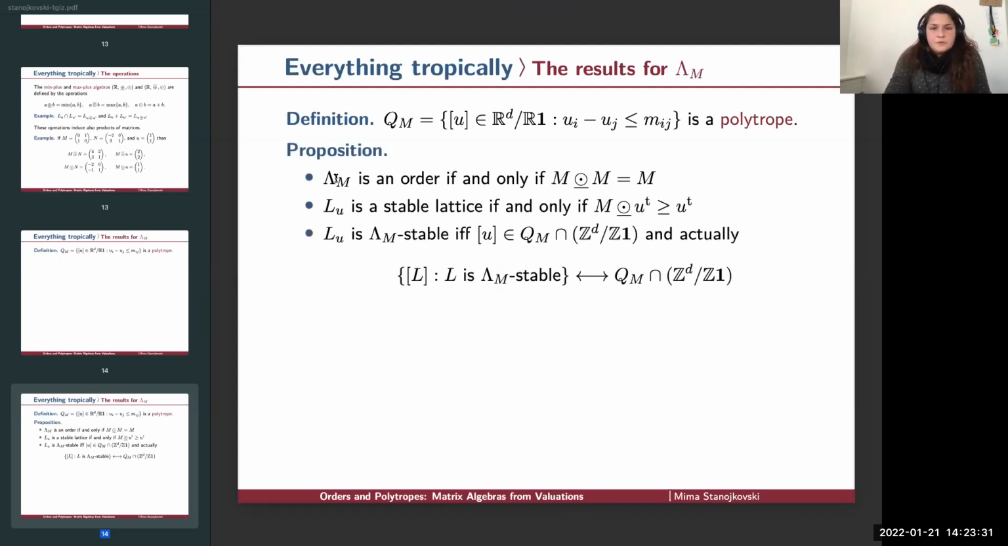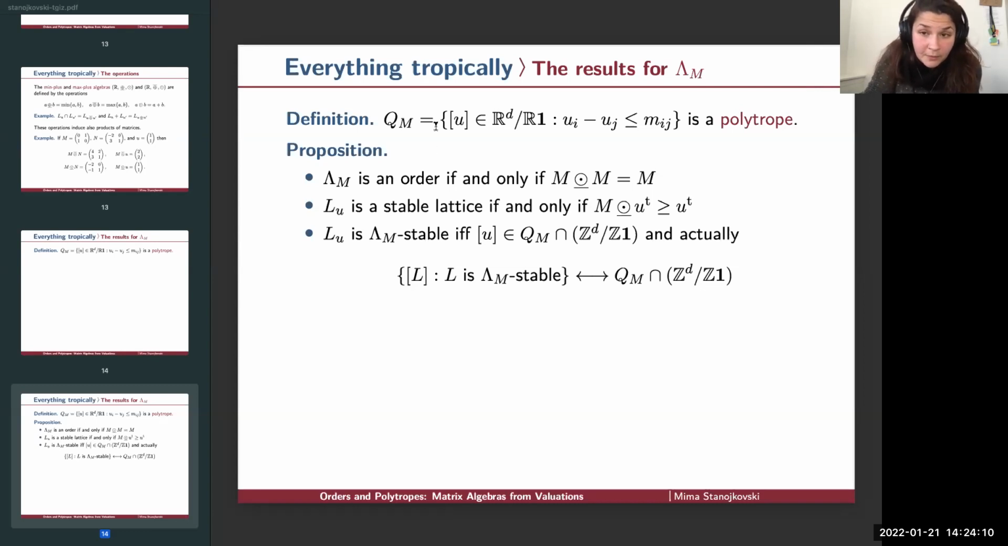Well, first of all, with these new operations, we can write any order. So a module lambda m, we now know when it's an order. This happens if and only if the matrix we started with is min tropically idempotent. So this is a very compact way of giving the condition for this module to be a ring. Also, if a diagonal lattice is stable, this we can check by just checking this inequality. Again, by checking min products and comparing what we get.